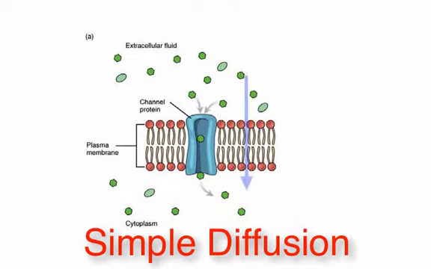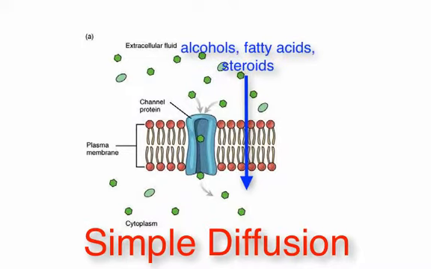Simple diffusion is when materials diffuse through the phospholipids without requiring specific channels. Lipid-soluble compounds such as alcohols, fatty acids, and steroids are all able to simply diffuse across the phospholipid bilayer and into the cell. Dissolved gases such as oxygen and carbon dioxide can also diffuse across the phospholipid bilayer through simple diffusion.